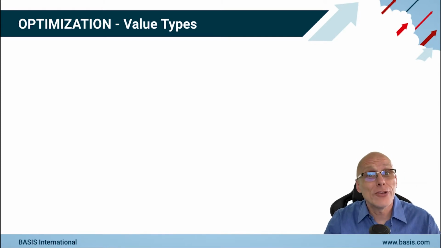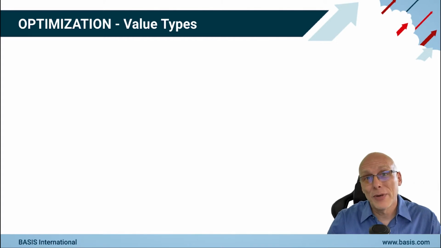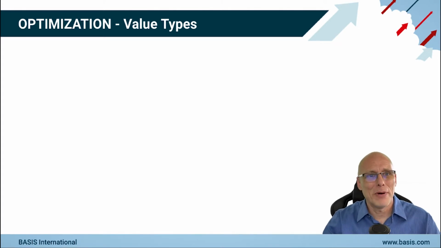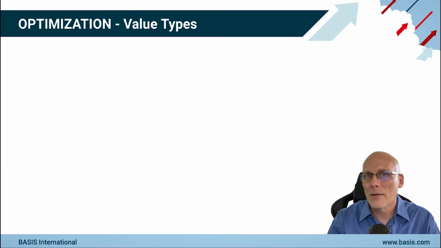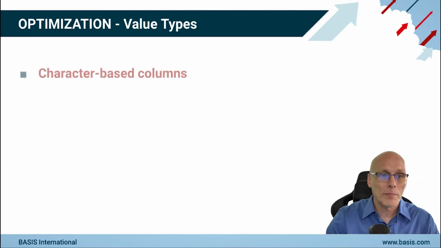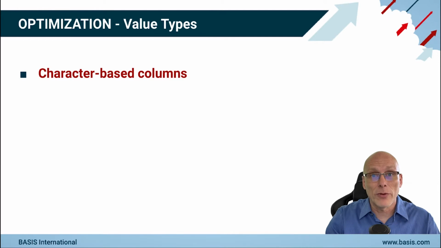All right, so now we're ready to look at these value types. Again, that sort order is so important, but let's talk about how these different value types work and how they impact that sort order. All right, so let's just start off with character-based columns.